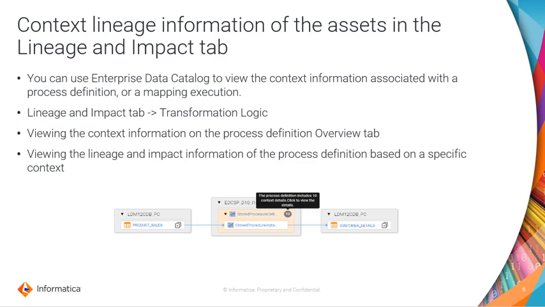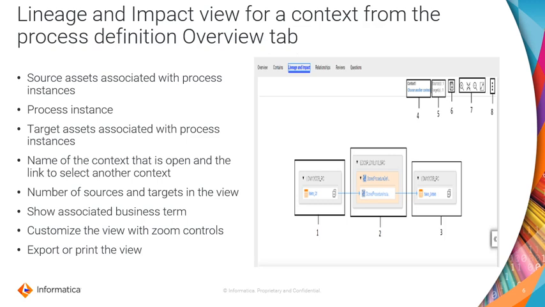Additional to this, what are the other parameters or options available in the lineage and impact tab for a context? So we have given numberings from 1 up till 8 under lineage and impact. Source assets associated with process instance is numbered 1 and process instance itself is number 2. Target assets associated with process instance is numbered 3. Name of the context that is open and the link to select another context is numbered 4. The link to choose another context is highlighted in blue. And the next icon or detail is the number of sources and the targets in the current view. Sixth is the icon to show the associated business terms to the current selected asset. And next comes the custom options to view with respective zoom control. And the three dots to the extreme right is an option to export or print the view.